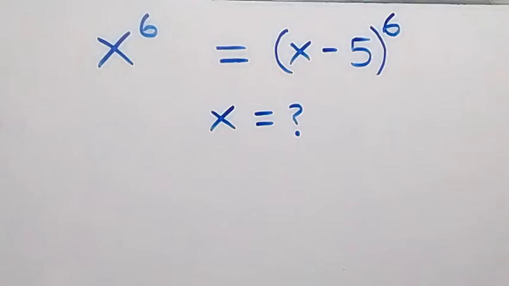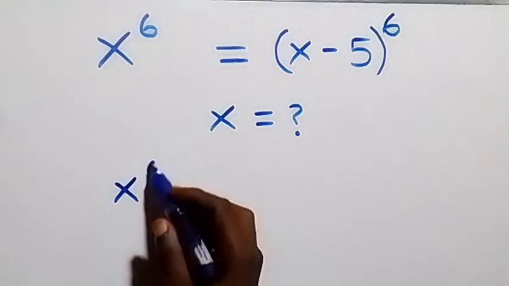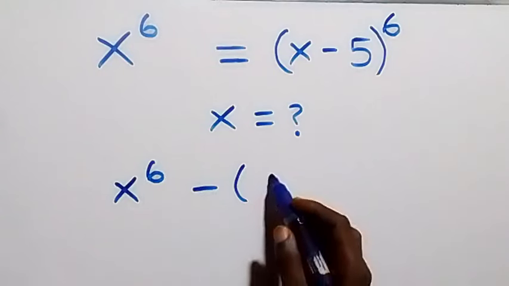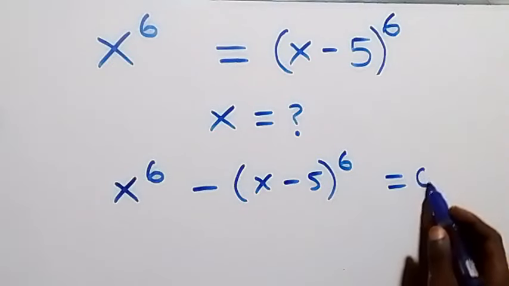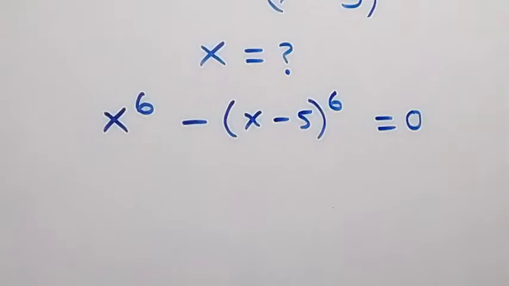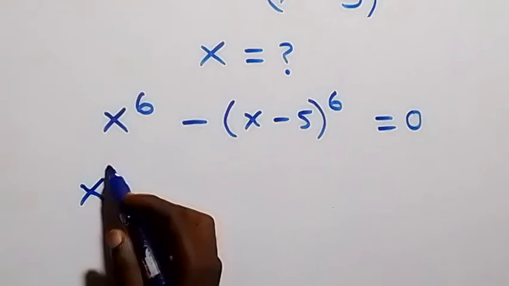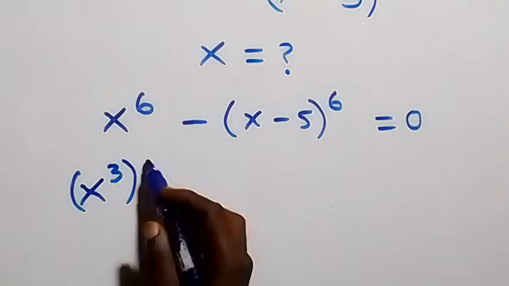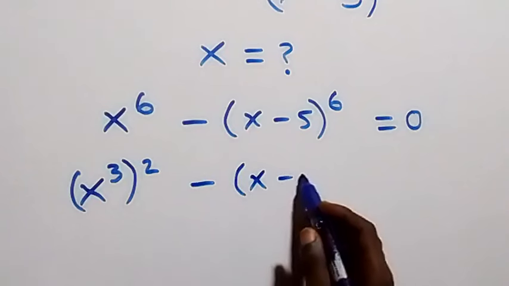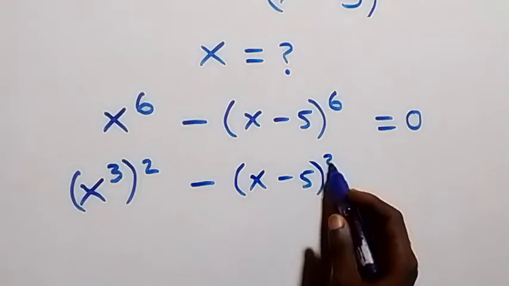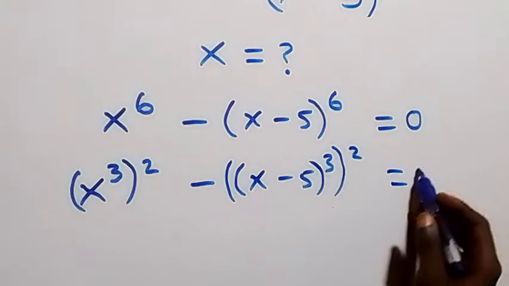From what we have, let's take this side to this side, and we have x raised to power 6 minus (x minus 5) raised to power 6 equals 0. Then here we can separate 6 as 3 times 2, so this becomes (x^3)^2 minus, also here we can write (x minus 5)^3 all squared, equals 0.